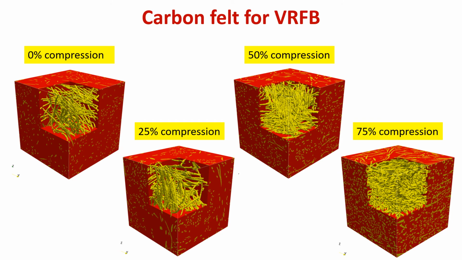In this slide, microstructures with compression ratios ranging from 0 to 75% were simulated. For each reconstructed microstructure, simulation results in three directions were calculated. It is noticed that carbon felt is a highly porous material, which is a beneficial characteristic in terms of both electrolyte penetration and low liquid pressure drop through the electrodes.